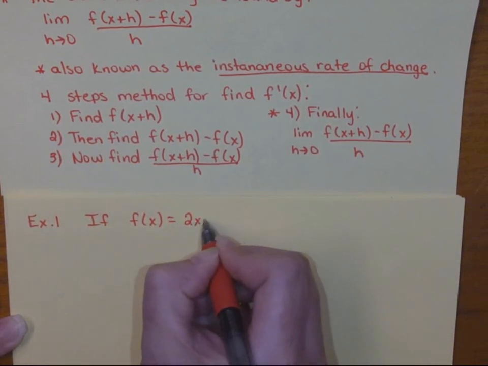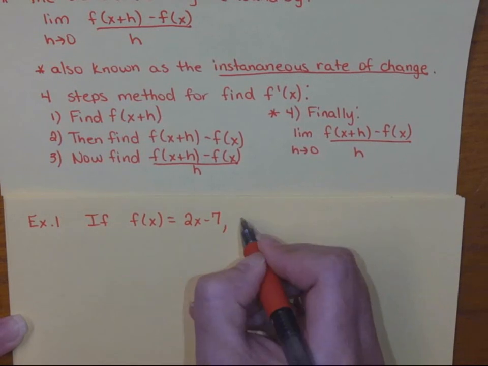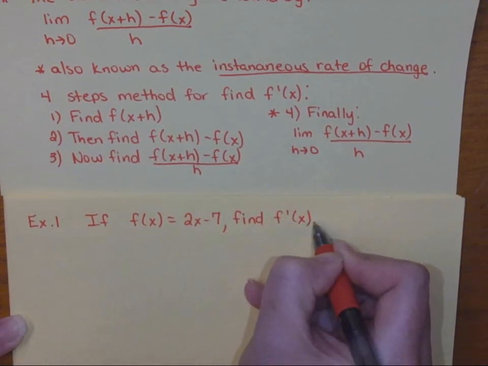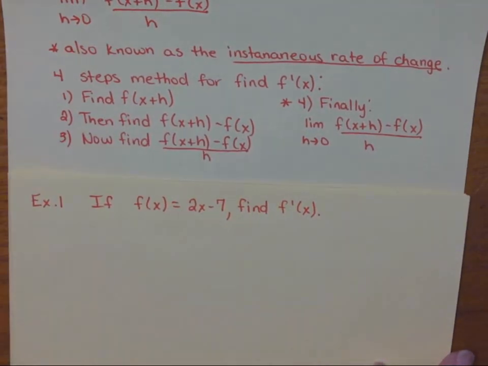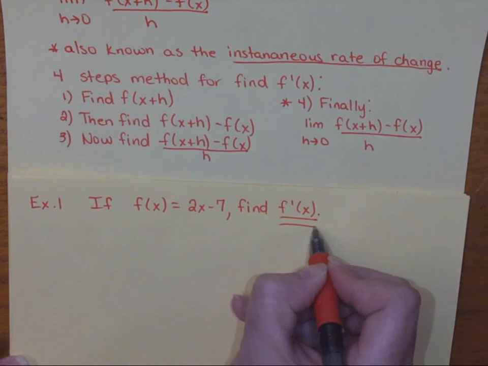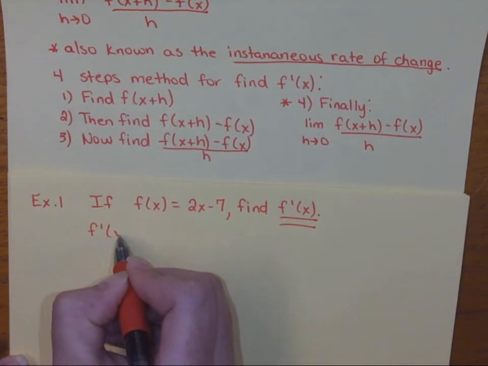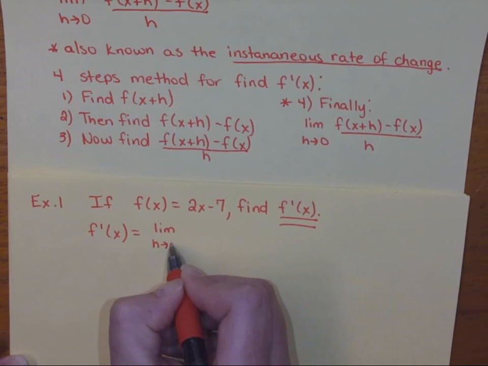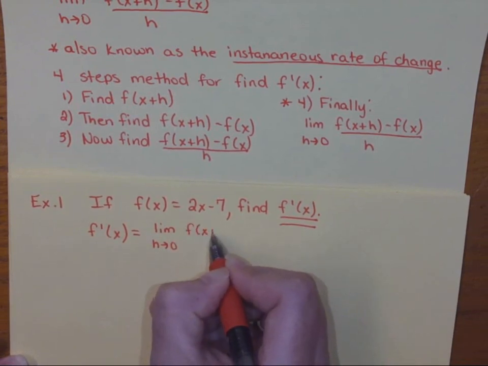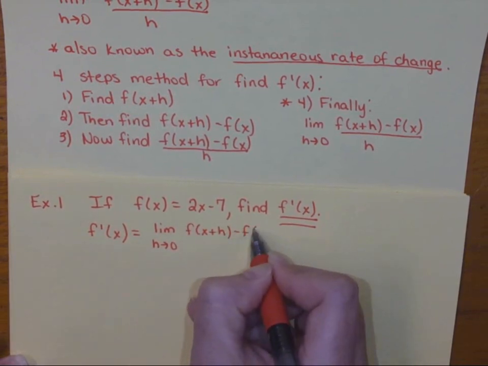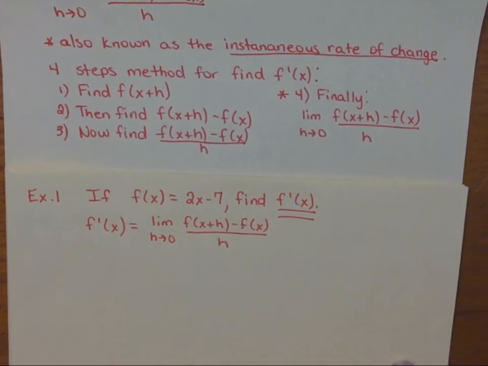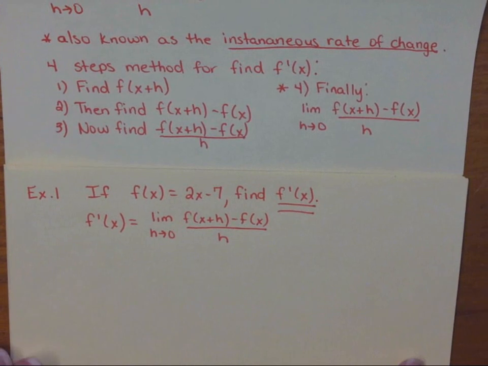So let's look at finding the derivative of a pretty simple function like 2x minus 7. When you're asked to find this, the formula for the derivative is that long limit of a difference quotient. And you're going to find that I'm going to write this down on every problem. The more often you write this in your notes, the more you'll be able to commit it to memory so that you'll know it for the first exam.